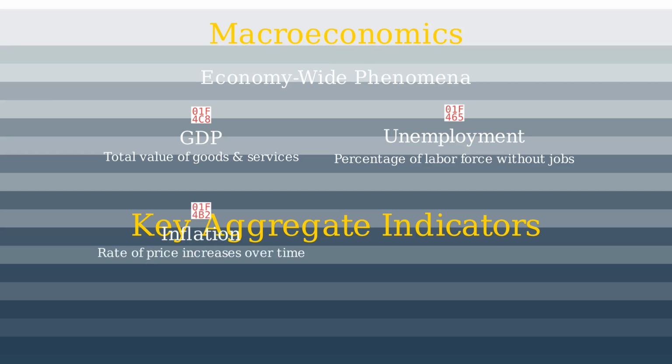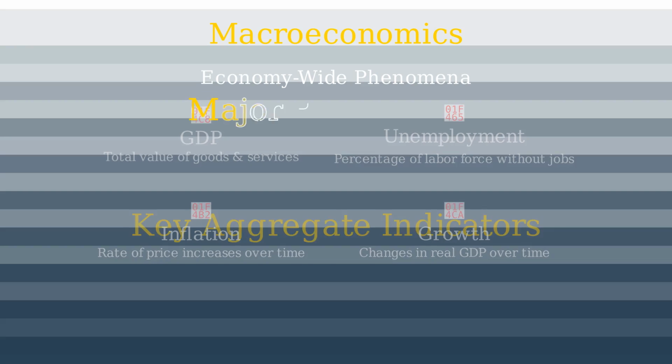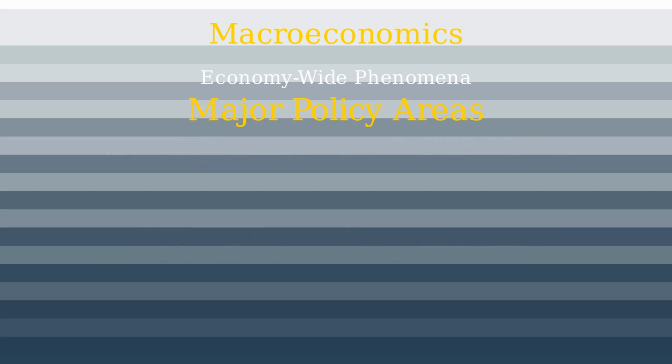Inflation tracks how prices change over time, which affects purchasing power and economic stability. Economic growth rates show how the economy is expanding or contracting over time. Governments use two major types of policies to influence these macroeconomic indicators.